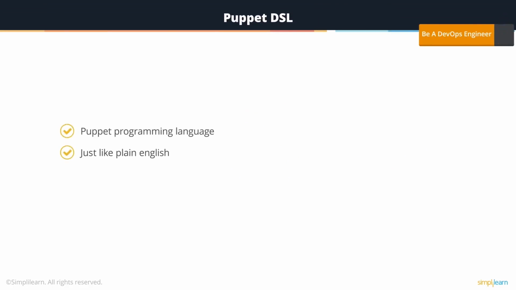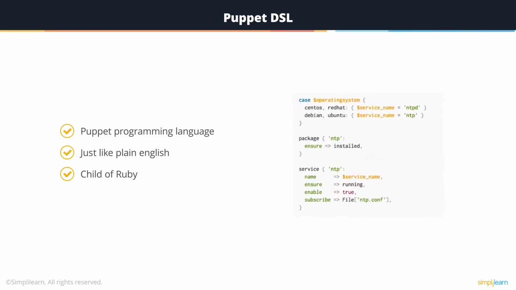The Puppet DSL. Puppet DSL is a Puppet domain-specific language. It's Puppet's primary programming language. It's just like plain English, and you don't really need to be a programmer to write code in it. It's kind of a subchild of Ruby because it uses the equals and greater-than marks to define things. So it's very easy to learn. You can specify packages that you want to install. You can specify services to be managed.